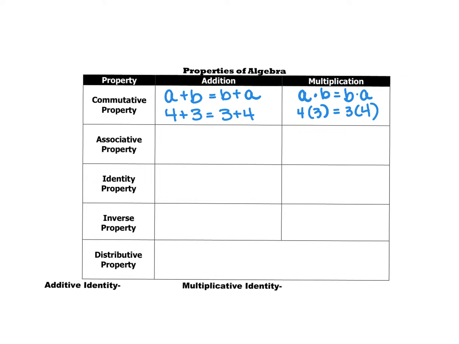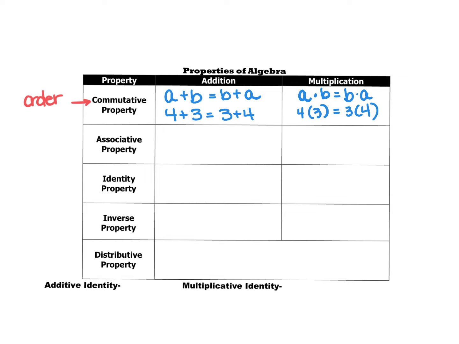Now, in order to remember the commutative property, I always remember that it has to do with the order. We commute from one place to the other, and so I think about that as, well, you're changing the order in which you're at. You're commuting to one spot to another.